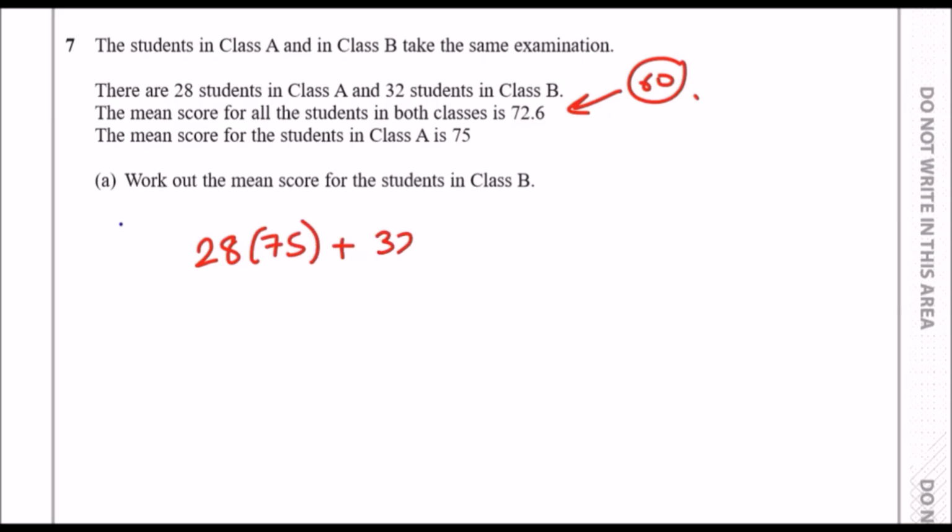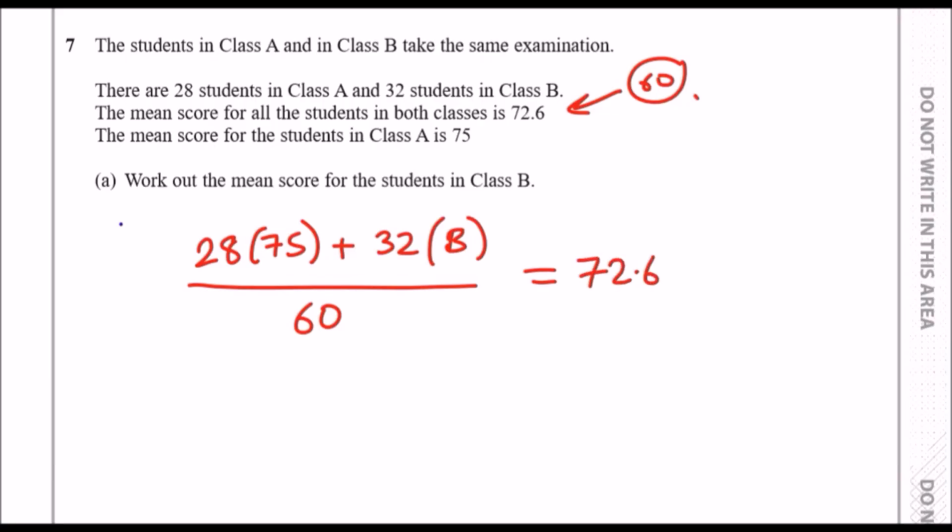Plus there were 32 students in Class B, and they scored, well, let's call the mean of B, just for convenience. And if you combine the two results, out of 60 students, we should get a mean of 72.6. This makes sense because you're essentially counting 75 times 28 marks and B times 32, and altogether there are 60 students. So the average of this must equal the total class average of 72.6.